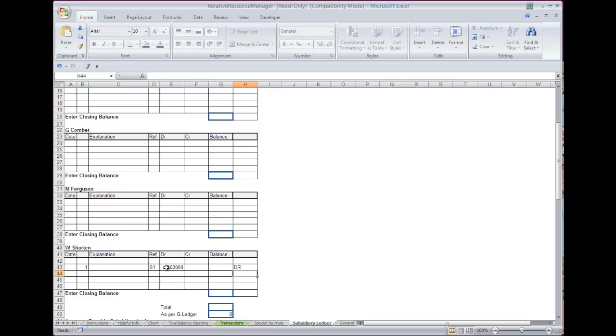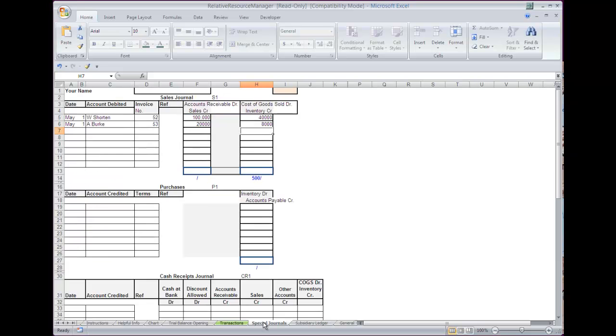Now, to signify that we've done that, we come back to the special journal and we put a T in this column. Now, why do we put a T in the column?